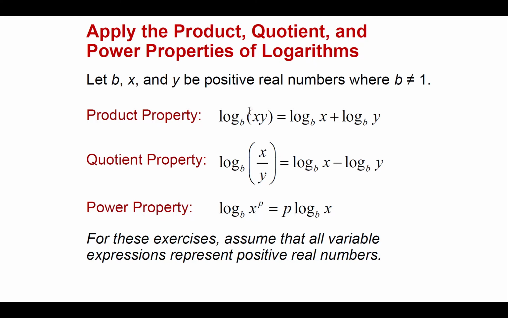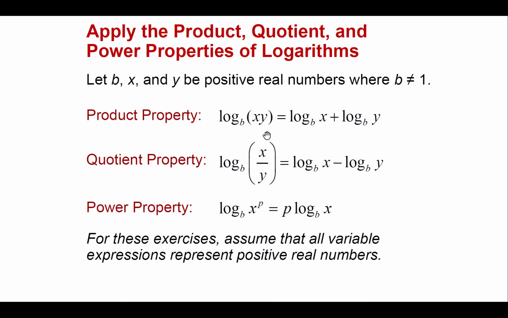So log base b of x times y, which is a product between x and y, is equal to log base b of the first term x plus log base b of the second term y. Here you see the product property just for the two terms x and y, but we can apply this product property for as many terms as we have. For example, if you have x, y and z, then you can expand this product property for three different terms.